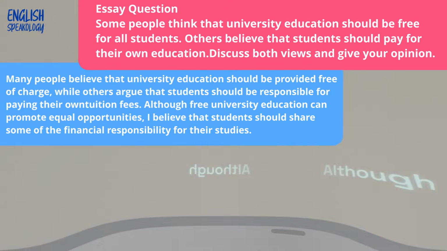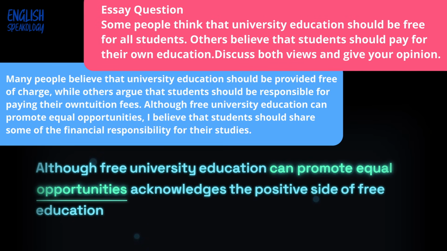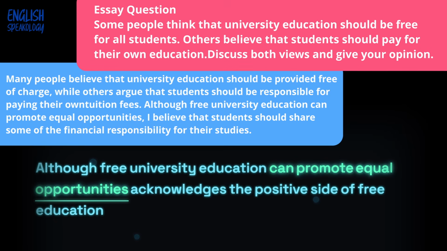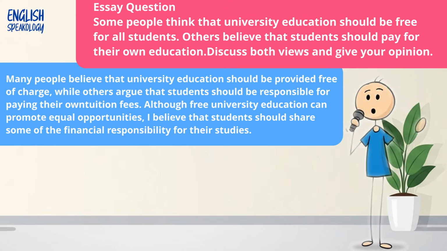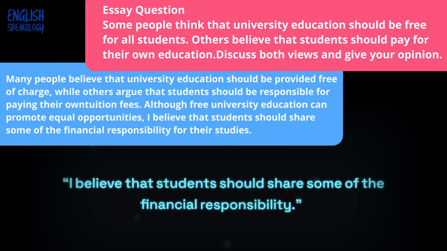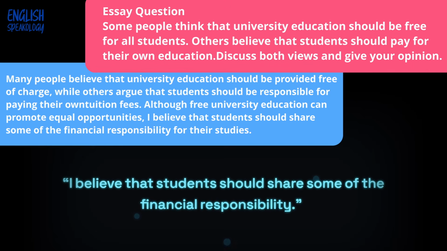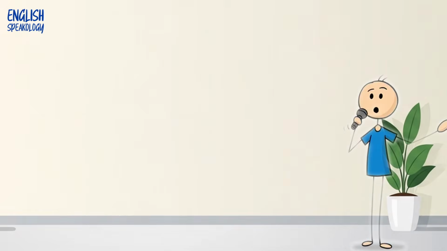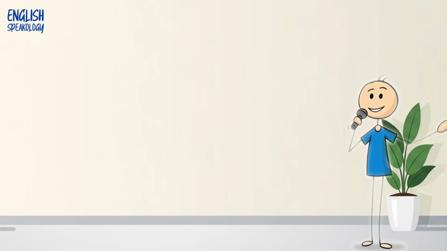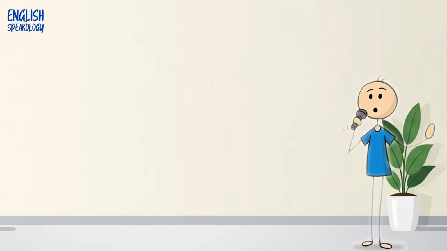First, the phrase, although free university education can promote equal opportunities, acknowledges the positive side of free education. This shows the examiner that we understand both perspectives. Then, we clearly express our opinion in the second half. I believe that students should share some of the financial responsibility for their studies. This is important because the question requires us to give our opinion. Many students forget to clearly state their opinion in the introduction, which weakens the essay. But here, our position is clear. We support a shared responsibility approach.